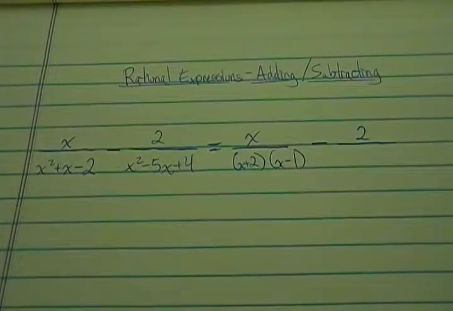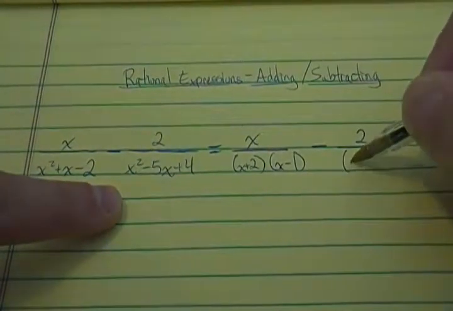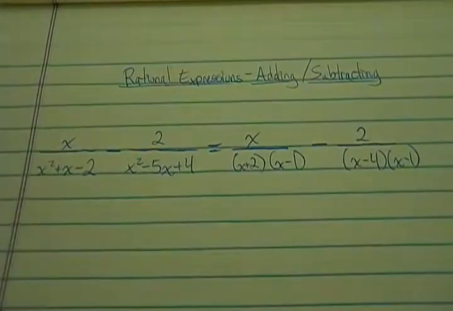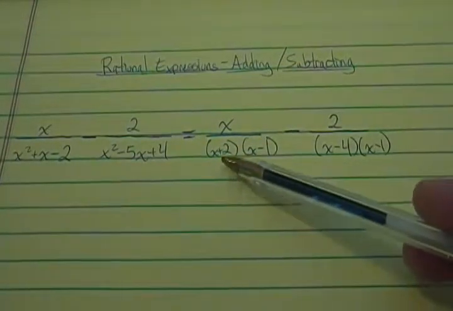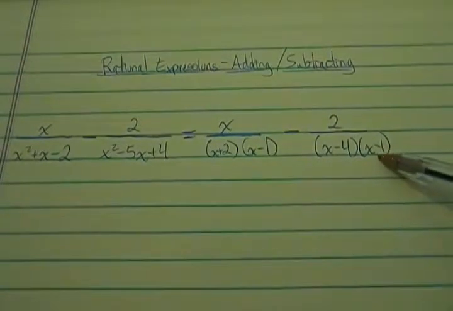Our next fraction is 2 over x squared minus 5x plus 4. If we factor x squared minus 5x plus 4, that factors into x minus 4 times x minus 1. So we have factored our two expressions, and now we can compare our denominators. This denominator has an x plus 2 times an x minus 1. This one has an x minus 4 times an x minus 1.